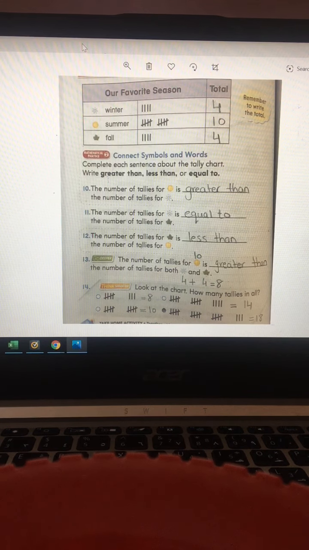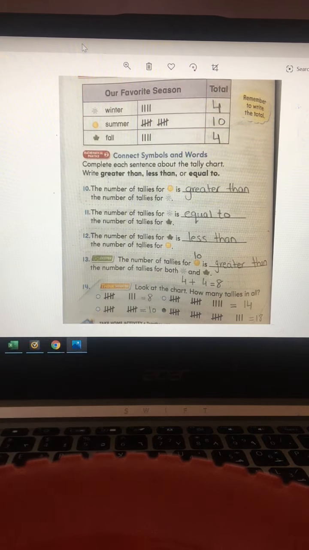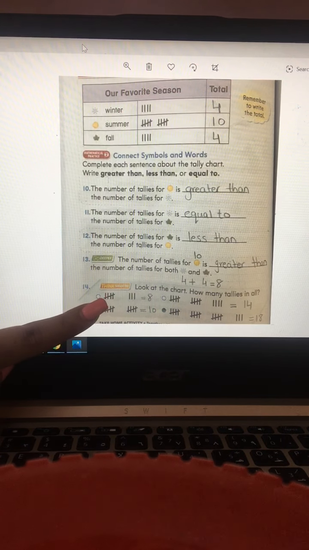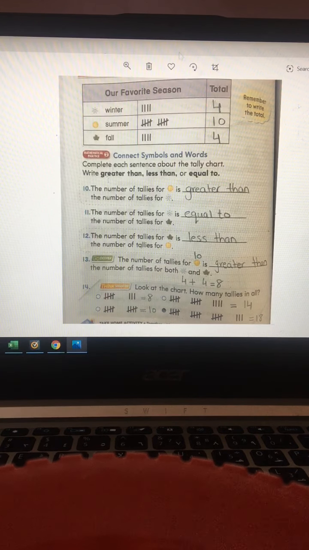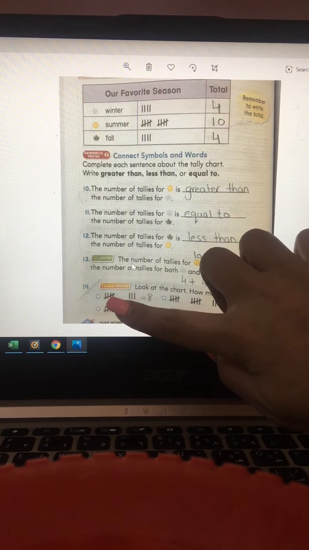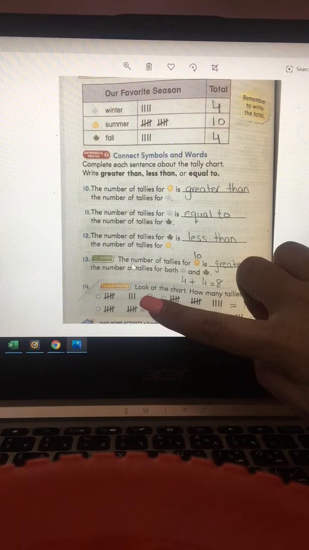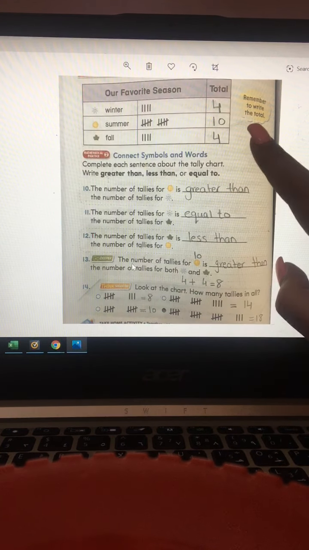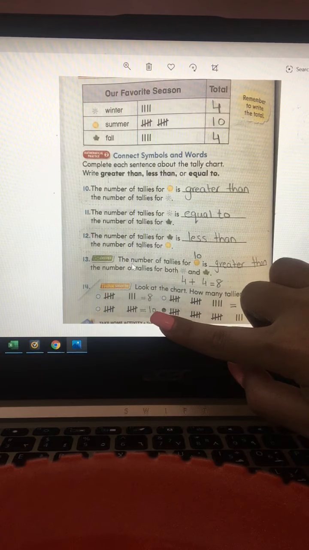So I need to shade in the bubble which represents 18 tally marks. Let's look here. This is the first choice, okay? Let's add together. Here is 5 tally marks and 3 more. So 5 plus 3 is 8. So this is not correct, okay? Because I need to find 18 tally marks. Here is 5 and 5. The total is 10 tally marks. So this is also not correct.